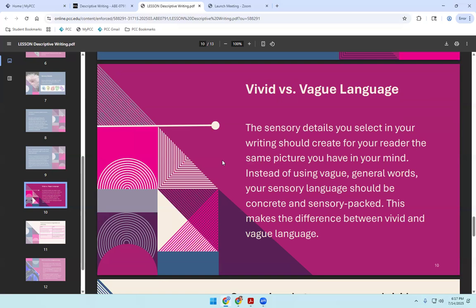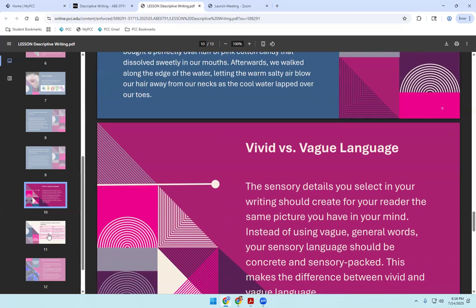Vivid language is going to give us some really specific information. It's going to give us those very specific action verbs. We're going to have a vivid image in our mind, right? Clear picture. For vague, it's a little mysterious because we don't have a clear picture of what's going on. So when you select your writing words or your descriptive details, then it should be creating that vivid picture in your mind, and not be vague or general.